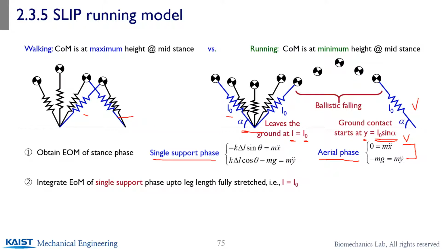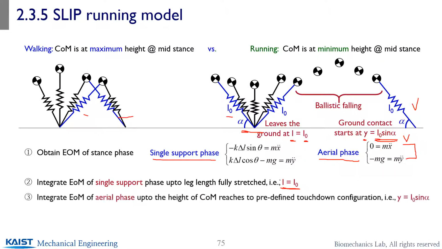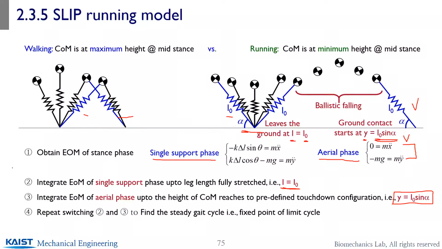And you integrate the single support phase until the leg has been straightened up, like L equals L0, and you switch to the aerial phase until the predefined touchdown configuration is satisfied. And then you just keep repeating steps 2 and 3 back and forth until you find a repeated solution, a repeated running cycle, a repeated gait cycle, the fixed point. And then once you find the fixed point, check the stability. That's pretty similar to the steps we worked on in the SLIP model for walking.